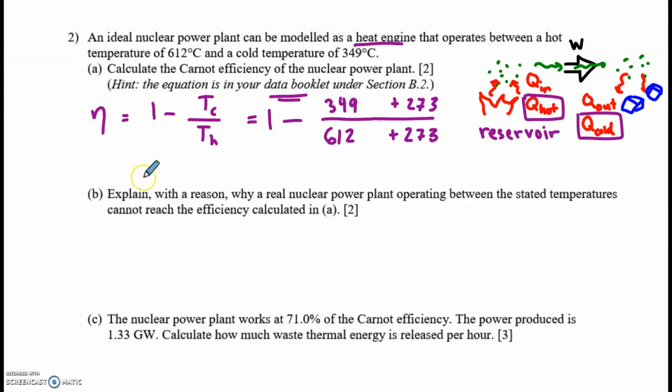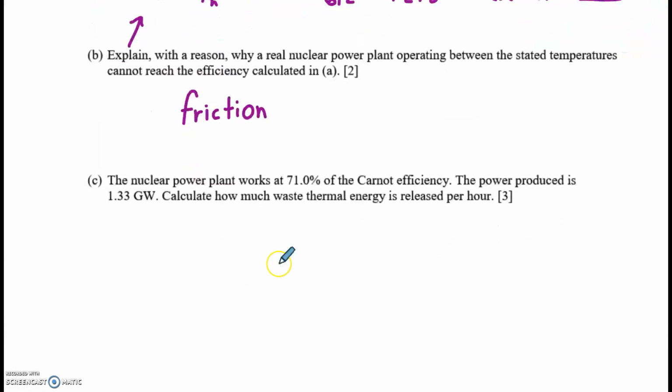Well, because this is the best it can get. This is an ideal, perfect formula. In reality, nuclear power plants have other things that cause loss, like friction is the big one. Friction. And we'll just leave it at that for now.